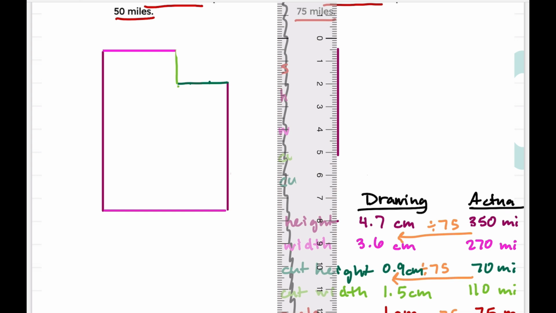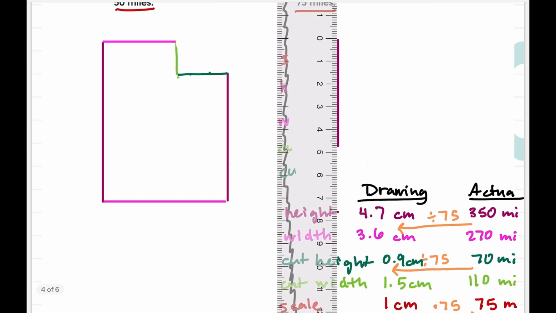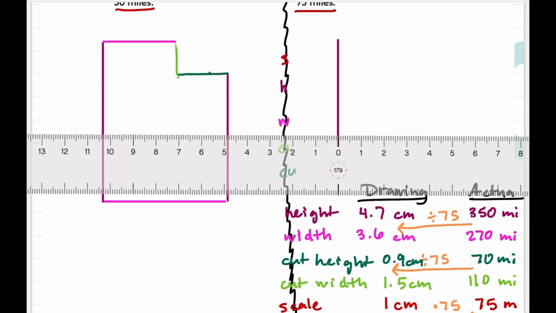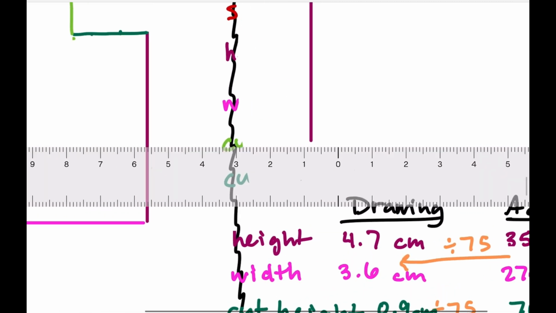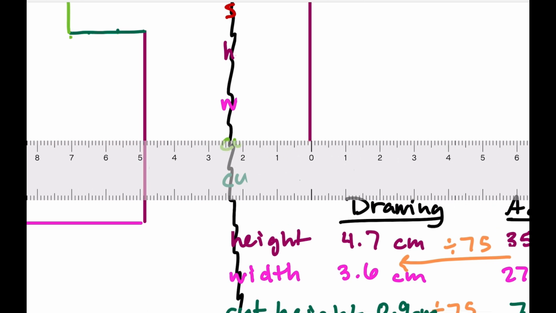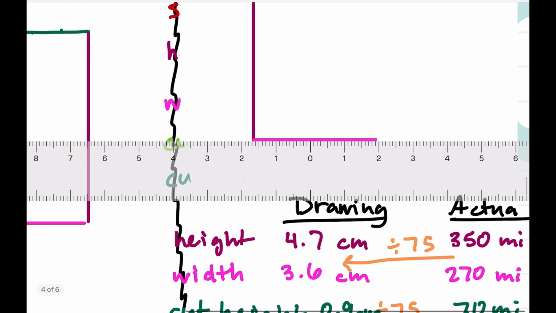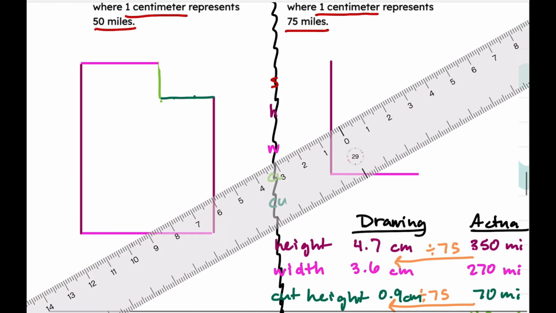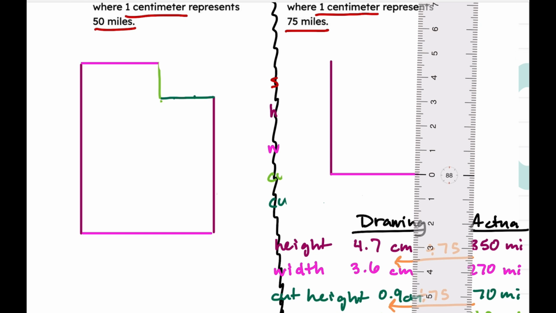Okay, next I need a width of 3.6. So I'm going to rotate that, line up the 0 with the line I've already drawn. I'm going to measure about 3.6. There's the 5 and the 6. And again, I'm going to build that rectangle that goes around Utah first. So I'm going to draw the whole entire height of 4.7.